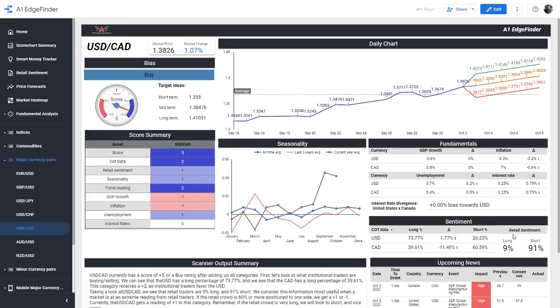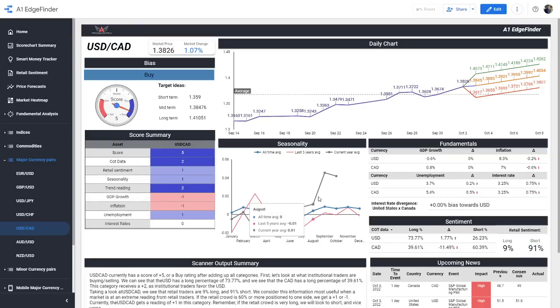We take a look at retail sentiment. The crowd, like we said earlier, is 91% short, very heavily on the short side. Definitely a red flag there for dollar CAD. For dollar CAD bears, like I said, this thing continues to look so strong to the upside.